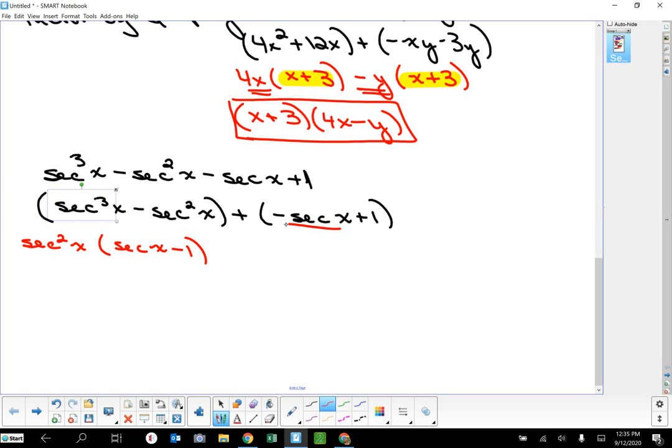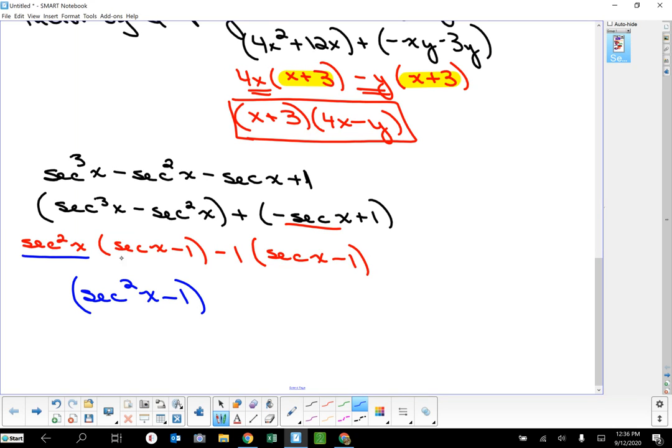Now this leading term's negative, so I'm going to pull that negative out. I'm not taking a secant out, I'm just taking a negative 1 out. All right, so we're taking a negative 1 out because that's all we can do here. So that changes the sign on both of these. And so now in my next step, I have secant squared x minus 1. That's my common, my GCFs, and then I have secant x minus 1.